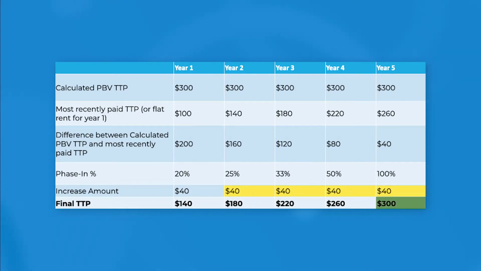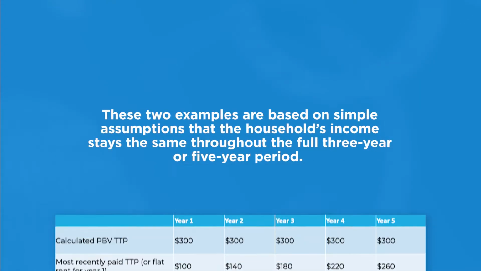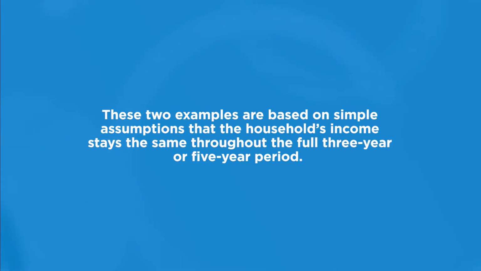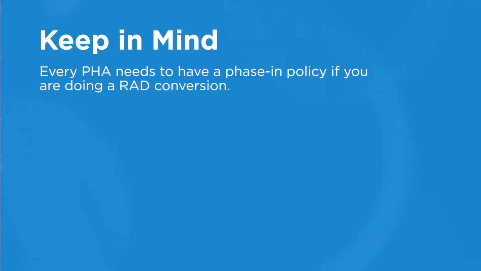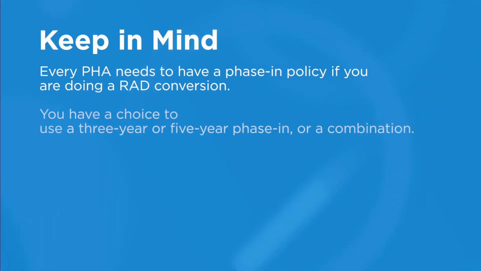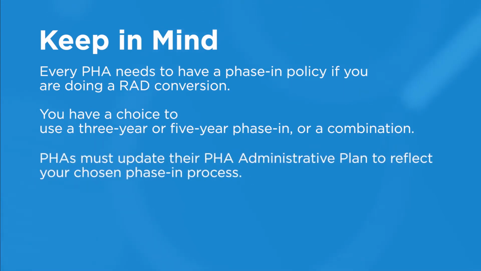in year 5. These 2 examples are based on simple assumptions that the household's income stays the same throughout the full 3- or 5-year period. In reality, household income often fluctuates. Keep in mind, every PHA needs to have a phase-in policy if you are doing a RAD conversion. You have a choice to use a 3-year or 5-year phase-in or a combination. PHAs must update their PHA administrative plan to reflect your chosen phase-in process.